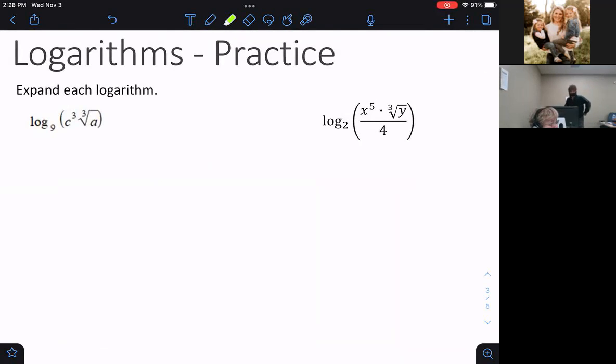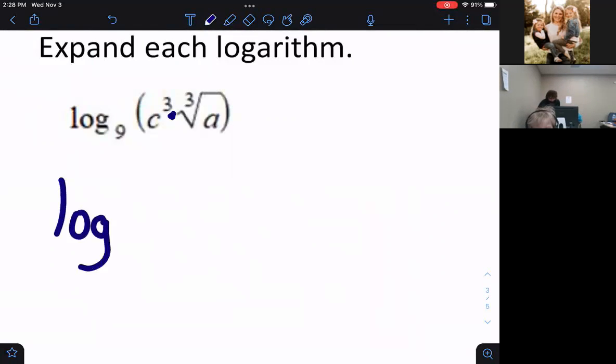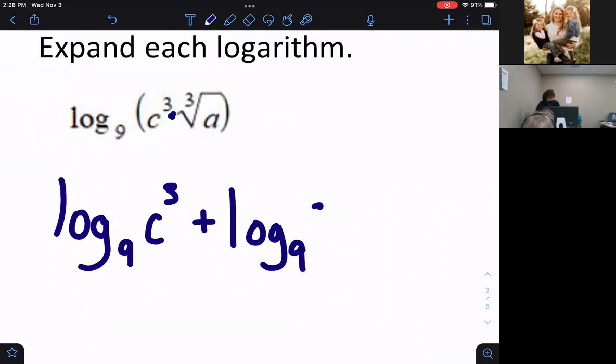All right, looking at these next two, they're getting a little bit more complicated as we go. So now we have log base 9 of c to the 3rd times the cube root of a. So I notice that this is a multiplication problem. There's multiplication right there. So we're going to have to use the product property to expand these. When we expand, we're going to use addition. So log base 9 of c to the 3rd plus log base 9 of the cube root of a.